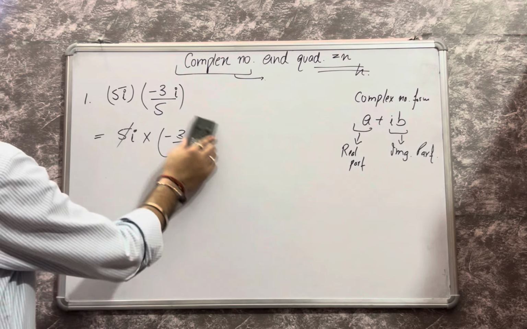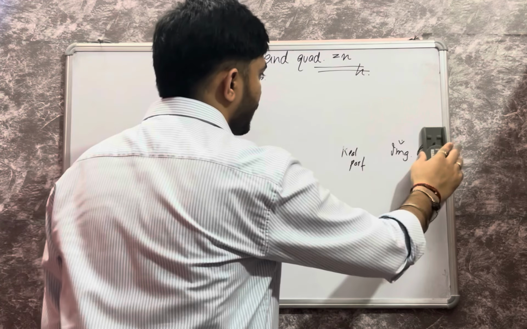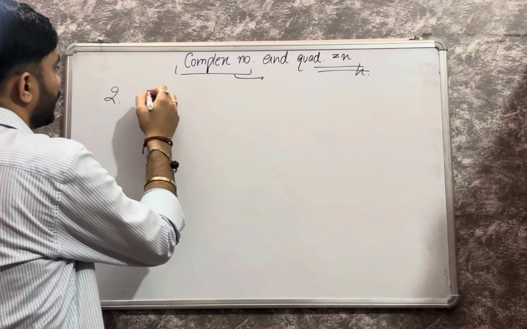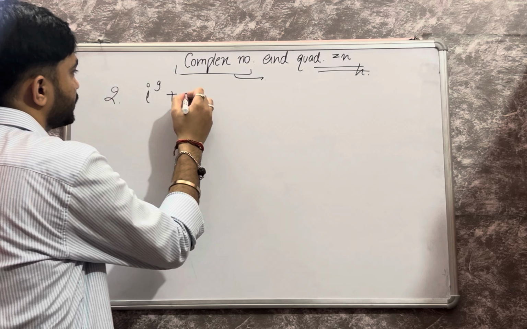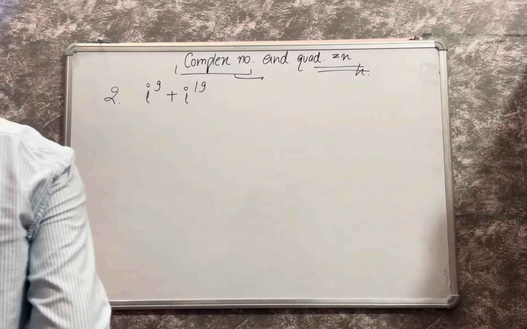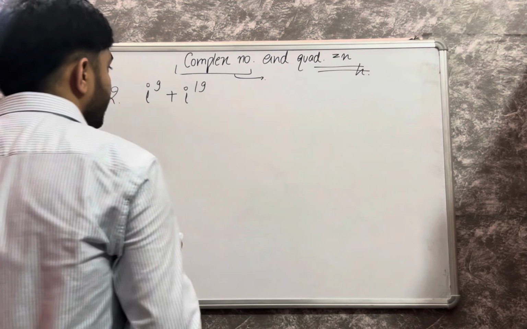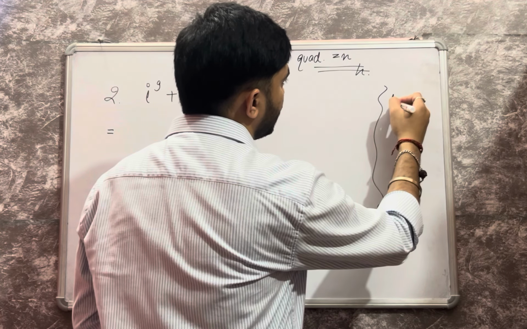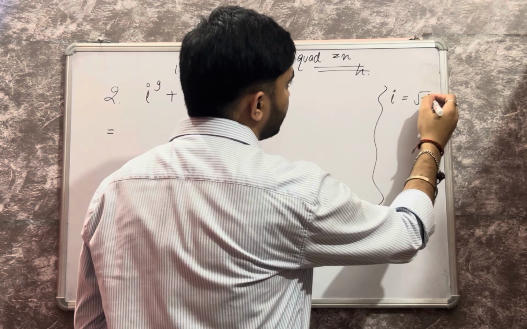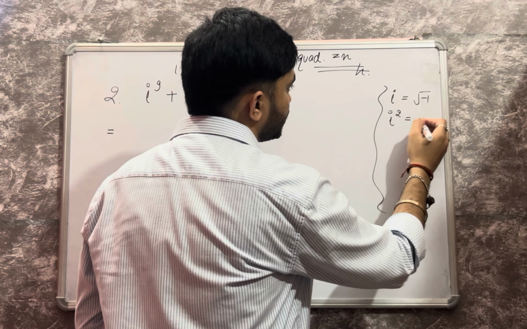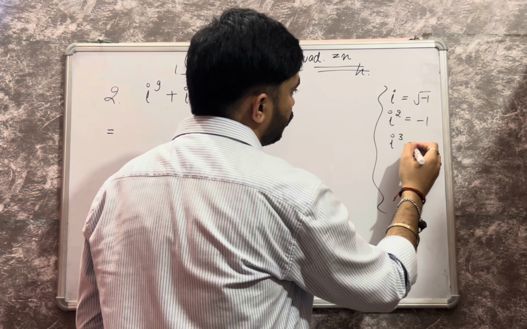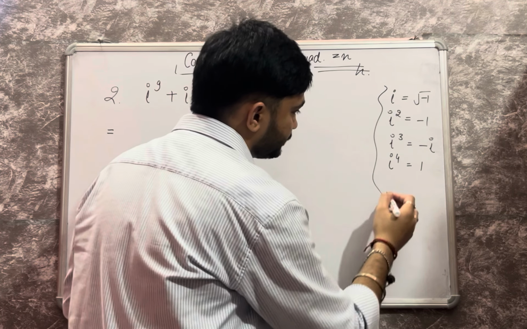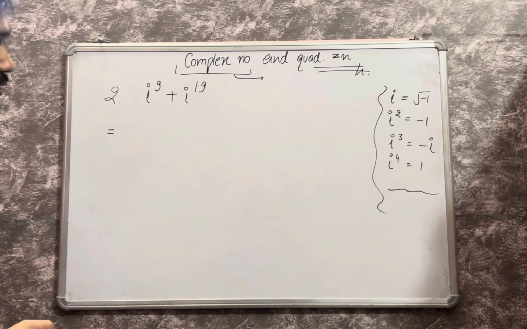Moving forward, let us solve the second question. The second question is iota raised to power 9 plus iota raised to power 19. Now let us solve this. Firstly, let us write the value of iota is equal to under root of minus 1, iota square is equal to minus 1, iota cube is equal to minus iota, and iota to the power 4 is equal to 1, because we are going to use this in it.